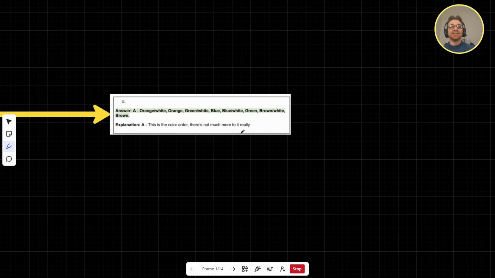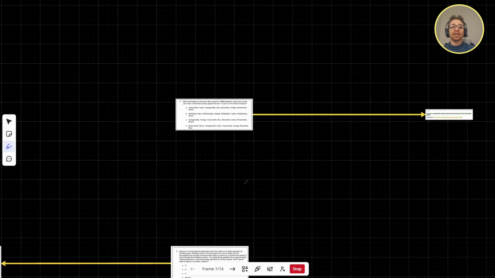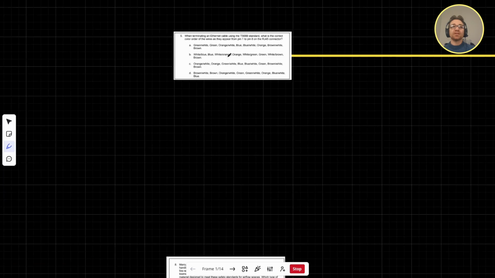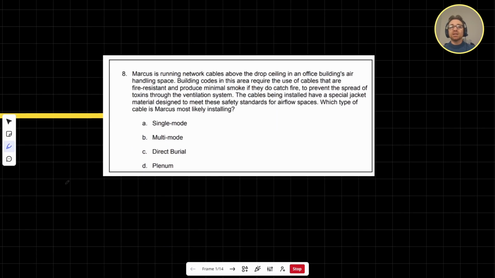The answer is A: orange and white, orange, green and white, blue, blue and white, green, brown and white, brown. All right, that's the color order. There's really not much more to it that I can tell you. You just need to know the color order. That's it. All right, so next one reads as follows.